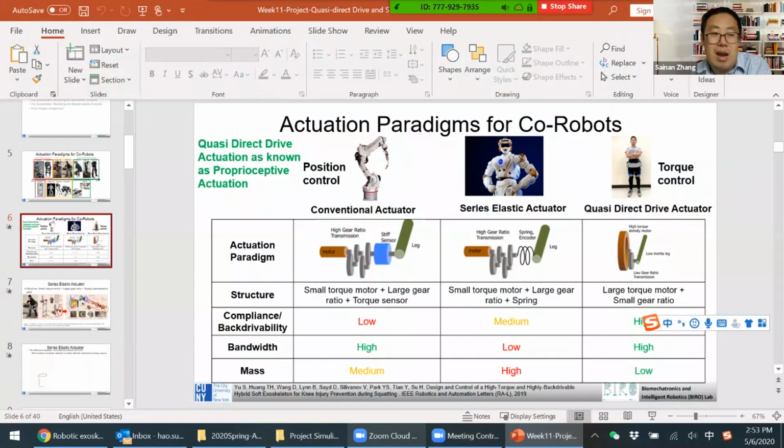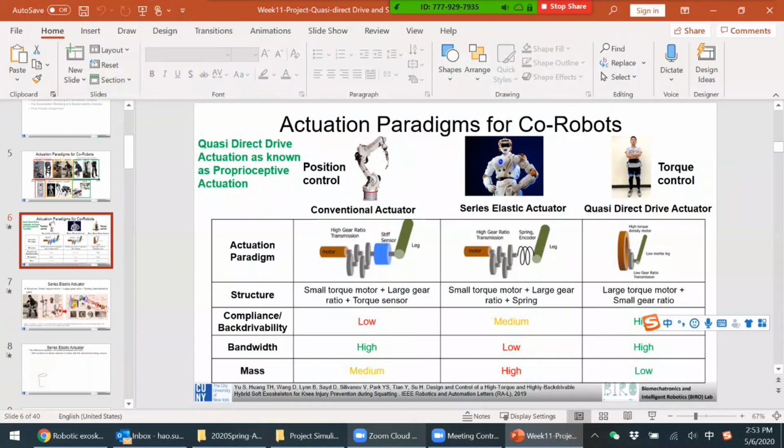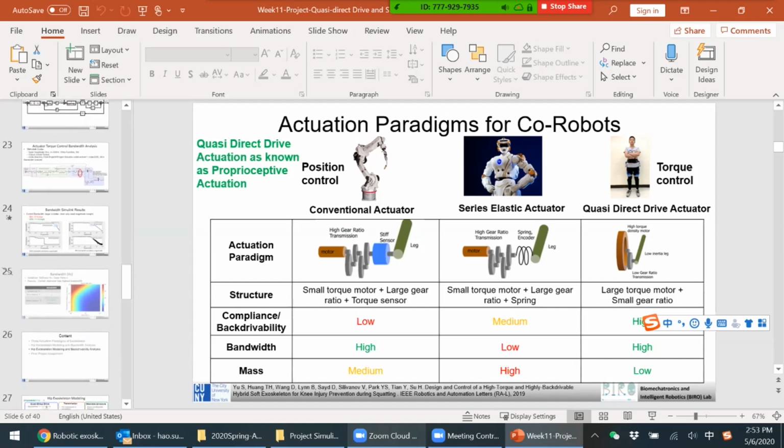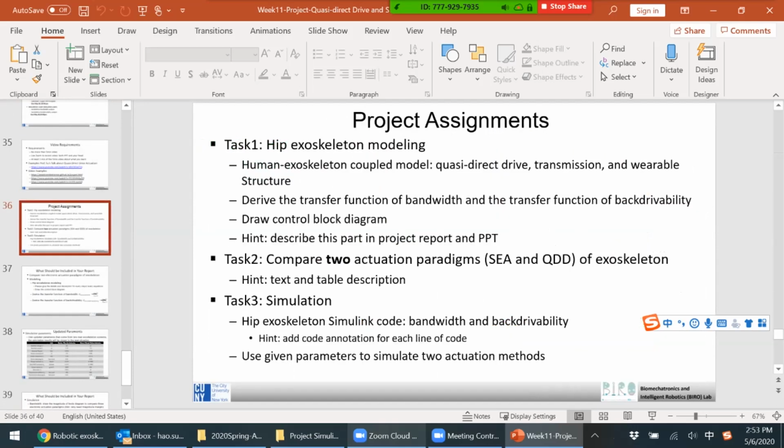Anything else you want me to clarify before I? Yeah, Professor. I had a question about the project tasks, where it says in the first hip exoskeleton that you should draw the control block diagram. From studying the lectures, I saw that the hip exoskeleton has the unpowered state and the fixed position theta H state. So when you ask for the control block diagram, will it be of those two states? And will we draw it by hand, or when you say draw the control block, are you saying Simulink?